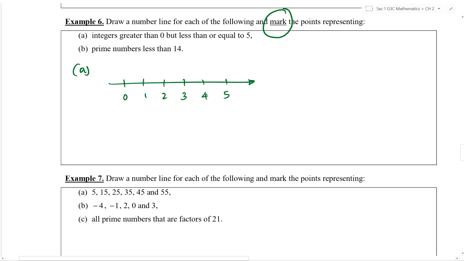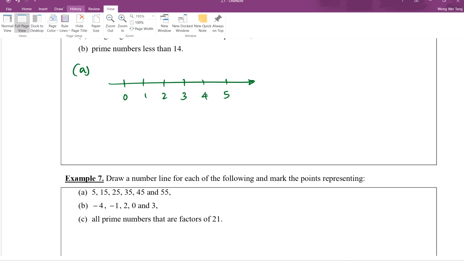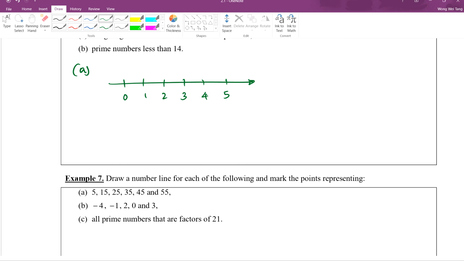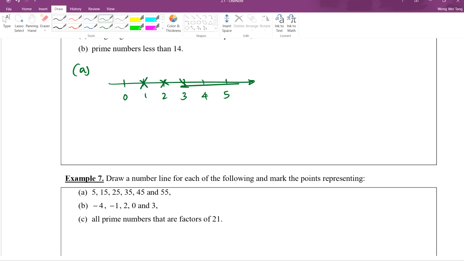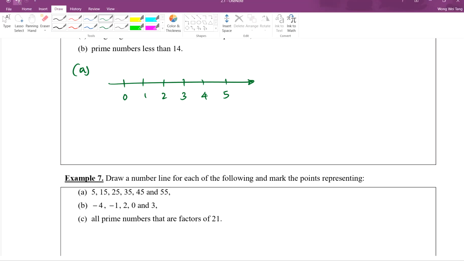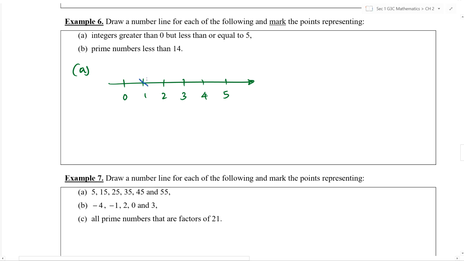Okay, so all this done in pencil. Use your pen or another color. We are going to mark out the integers greater than 0. So we got over here 1, 2, 3. Oops, this is still green. 1, 2, 3, and 4. So I have marked out the integers already.